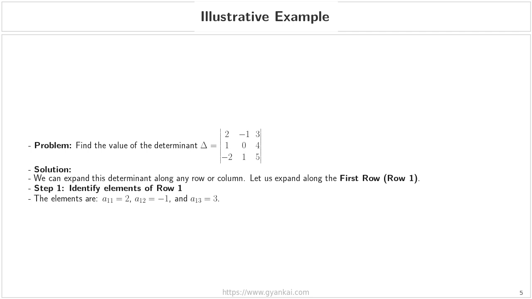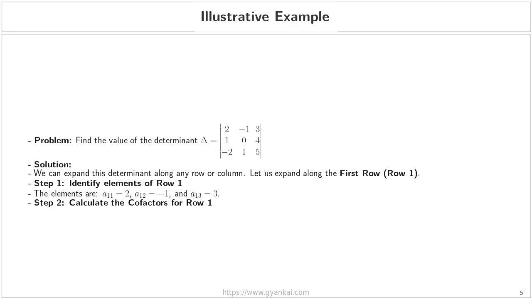Step 1. Identify the elements of our chosen row. Looking at the first row, our elements are a sub 1,1 equals 2, a sub 1,2 equals -1, and a sub 1,3 equals 3. Step 2. This is the most critical part, calculating the cofactors for each of these elements. Remember to include that alternating sign from our formula.